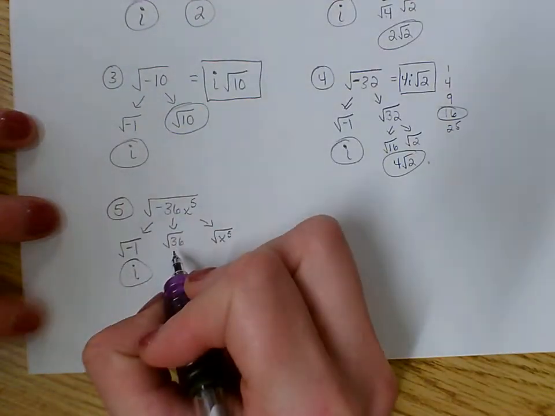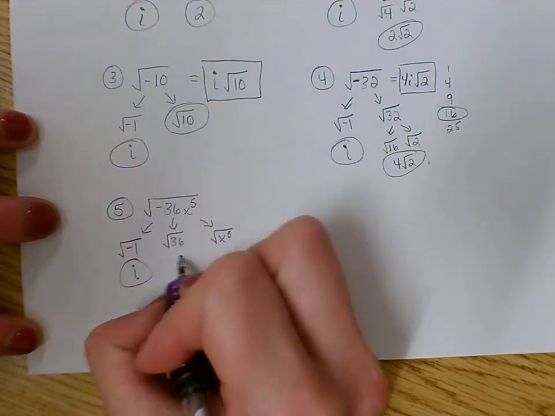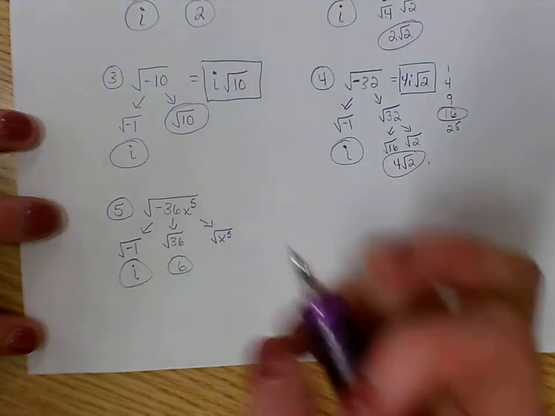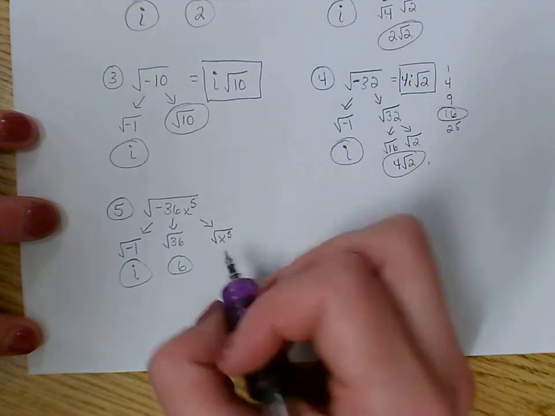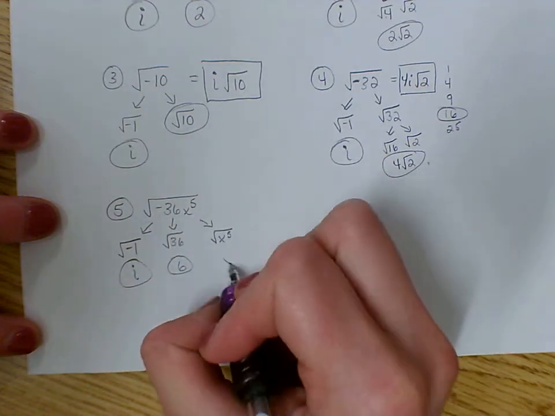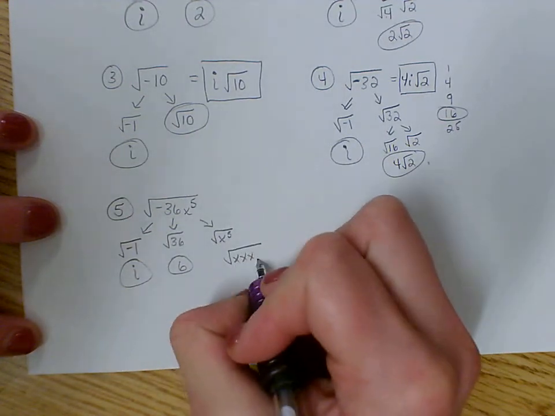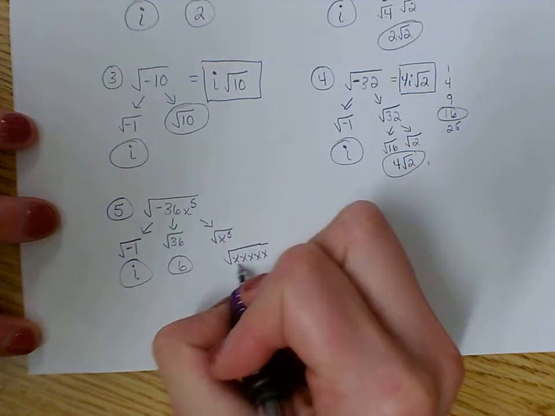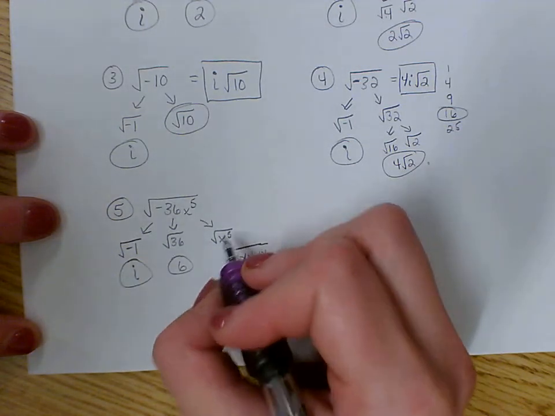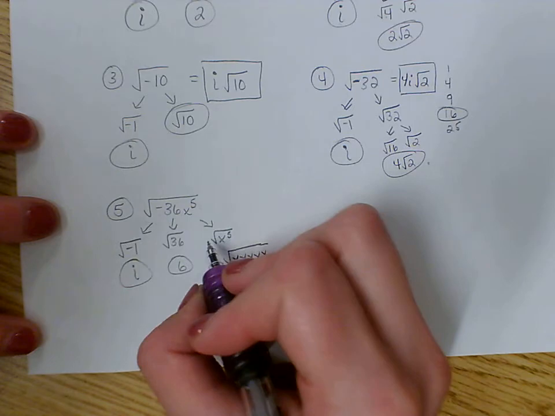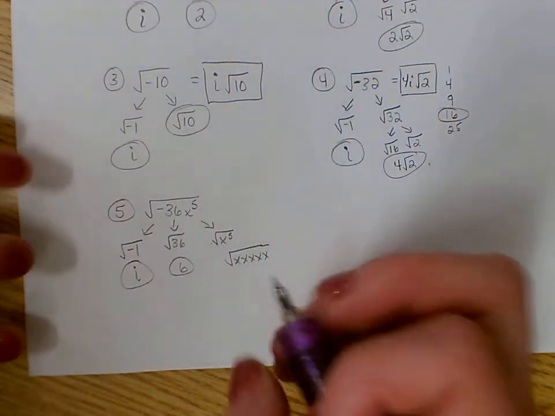If I take the square root of 36, I get 6, so we get 6 there. And then x to the 5th, remember you can write it out, so you could write x times itself 5 times. That's one way of thinking about it. Or you could take the power over the root, so it'd be like 5 over 2. Either way, you'll be able to get your answer.